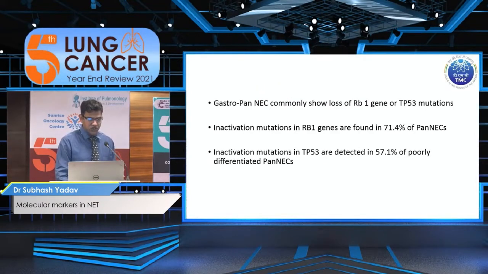So as we discussed, neuroendocrine carcinomas have this loss of the retinoblastoma 1 gene or TP53 mutations. It's seen in almost 50 to 70% of the patients.